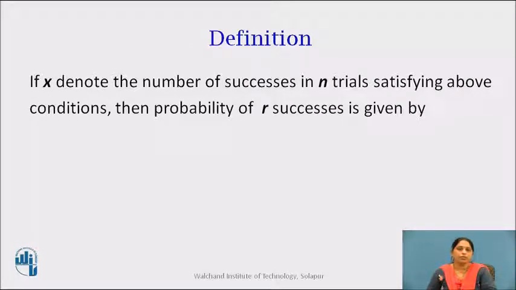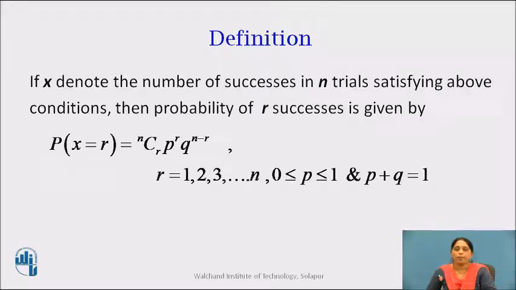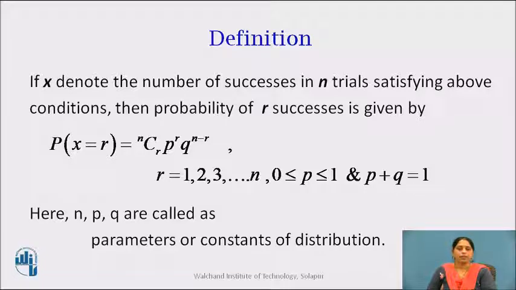If x denotes the number of successes in small n trials satisfying above conditions, then the probability of r successes is given by probability of x equals r is equal to nCr p raised to r q raised to n minus r, where r runs from 0 to n. Value of small p lies between 0 and 1 and p plus q is equal to 1, and here n, p, q are called the parameters or constants of the distribution.